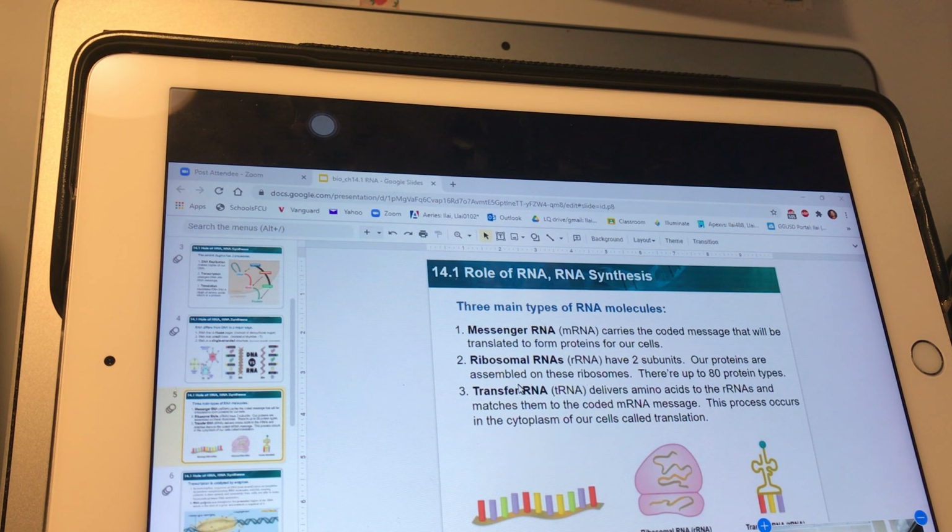Now, what do they look like, right? So messenger RNA looks like this. This is your messenger RNA. It carries the message.